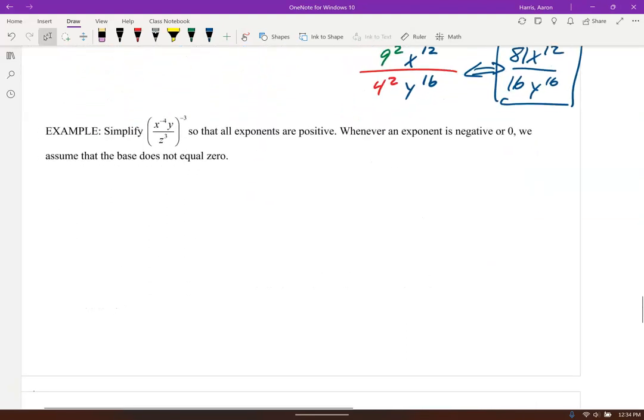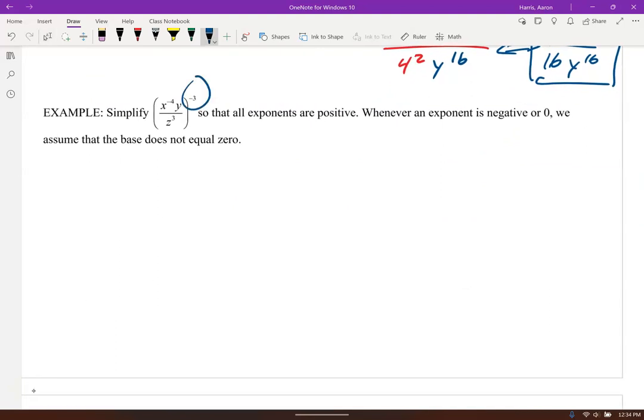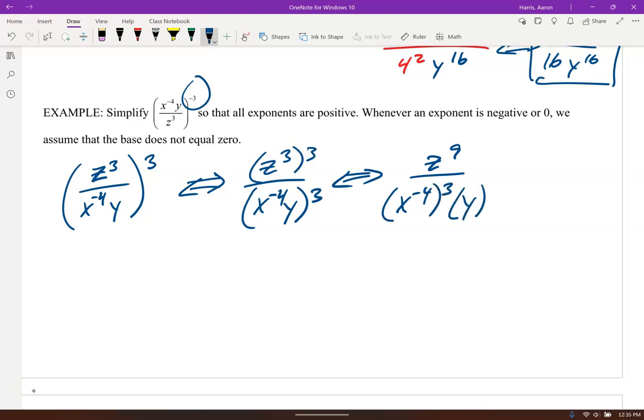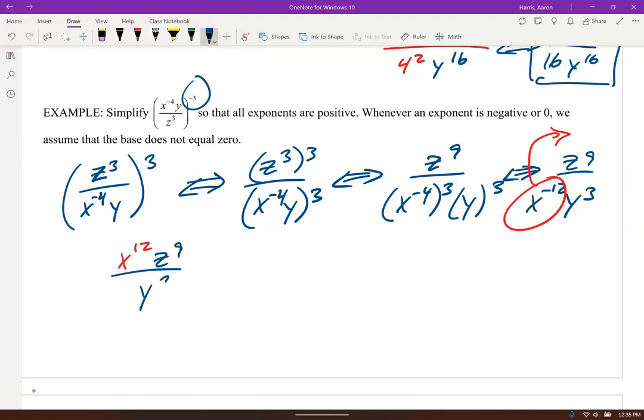Okay, this one I'll go ahead and flip it since it's to the negative 3. So I'll have z to the 3rd over x to the negative 4 y. So I flip it and then make it to a positive 3. So now z to the 3rd is the 3rd, x to the negative 4 y is to the 3rd. So I got z to the 9th, x to the negative 4 times 3, and y is to the 3rd. Well, that'll become z to the 9th over x to the negative 12 y to the 3rd. That x to the negative 12 has got to go up, so that'll be x to the 12th on the top. And on the bottom, we'll have y to the 3rd still.